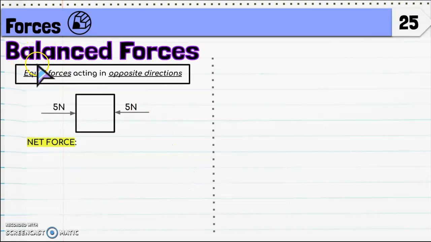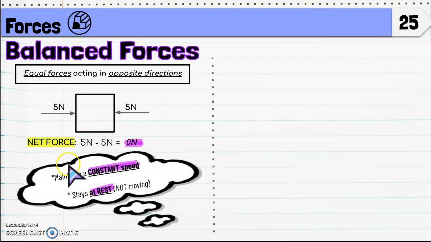Next, we'll take a look at balanced forces. If forces are balanced, that means there are equal forces acting in opposite directions. So if we look at this object, I see 5 newtons pointing to the left, 5 newtons pointing to the right. So they are equal and opposite directions. To calculate the net force, since they're going opposite ways, we would subtract. So we have 5 newtons minus 5 newtons, which gives us 0 newtons.